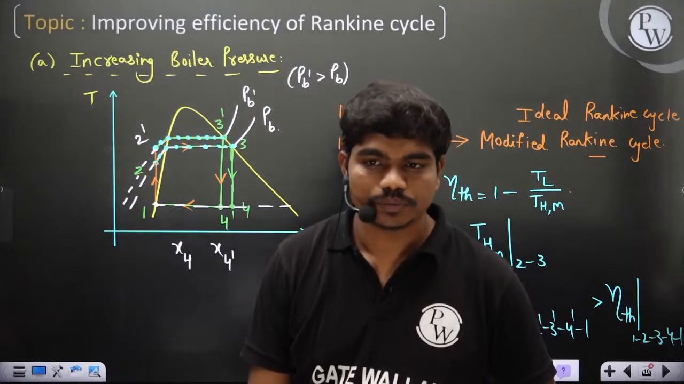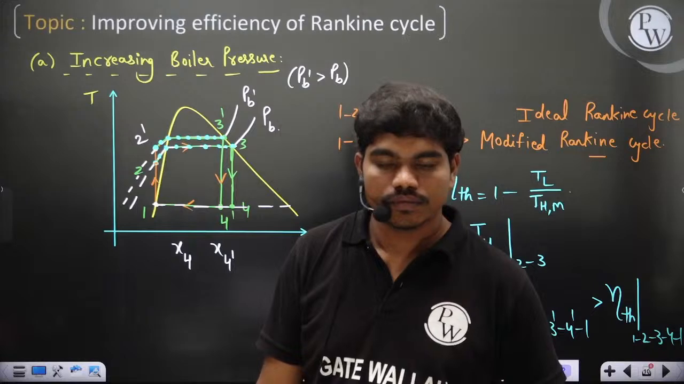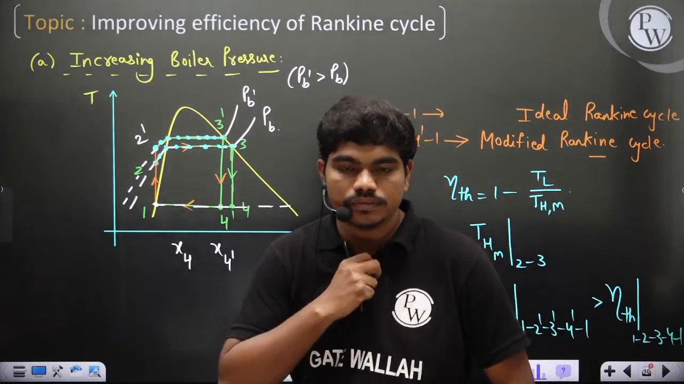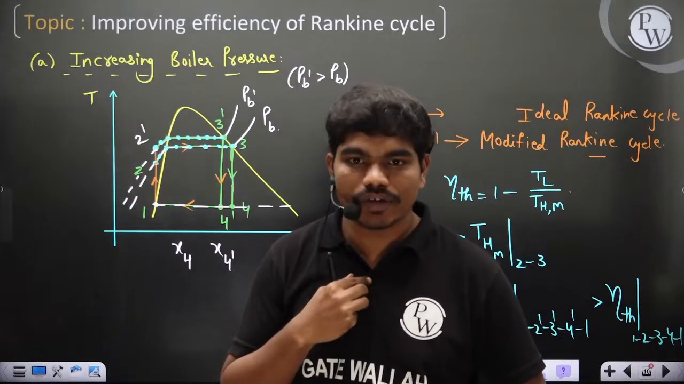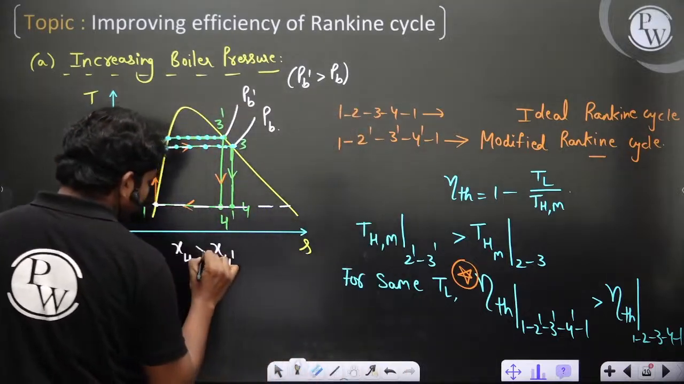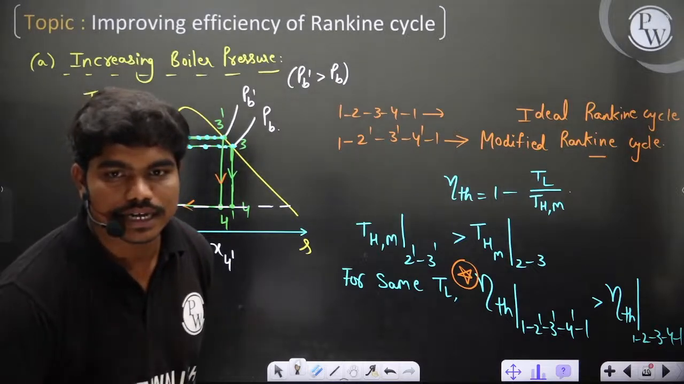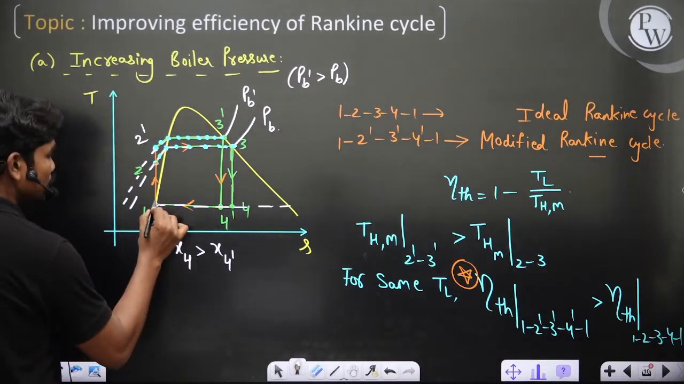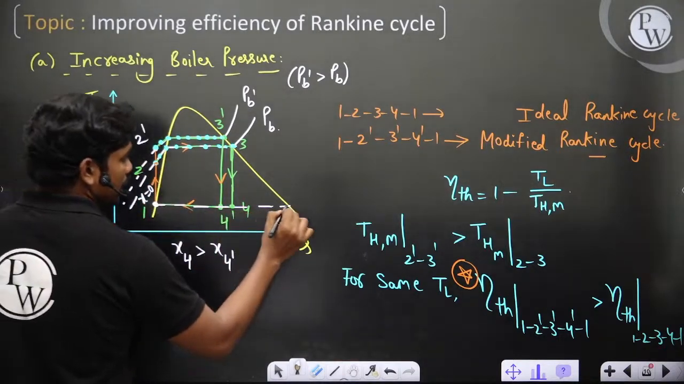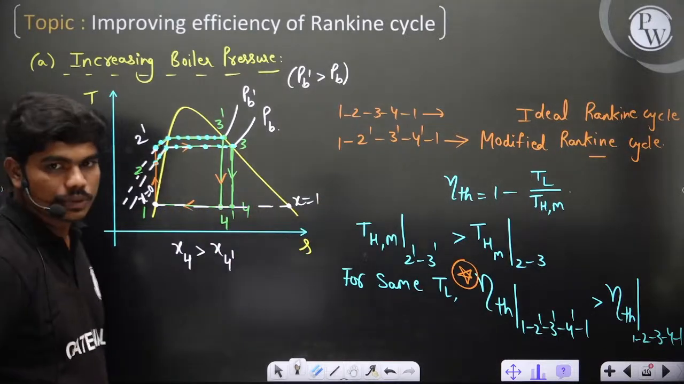Come on, quick. This is a phase change process, okay? So constant pressure. X4 and X4 dash. What is the symbol between these two? Greater than, correct? So X4 is definitely greater than X4 dash, because X at this point is 0 along this liquidus curve. Along this point x is equal to 1, and as you go from left to right, your dryness fraction keeps increasing. So X4 is greater than X4 dash.